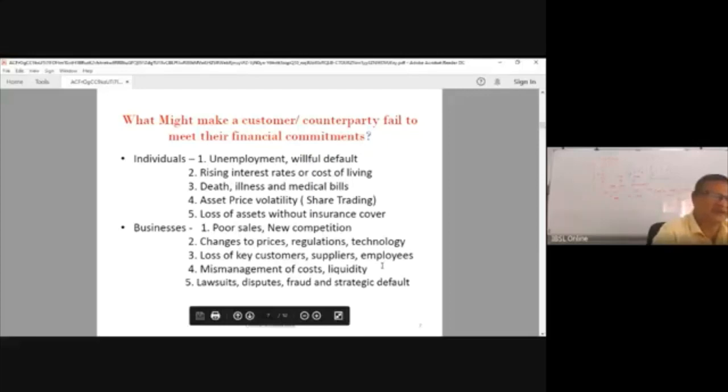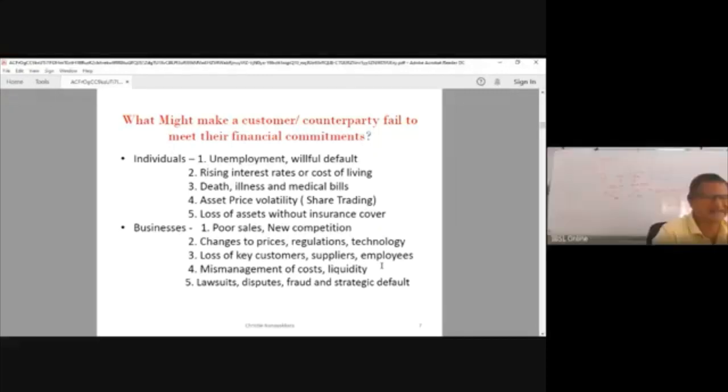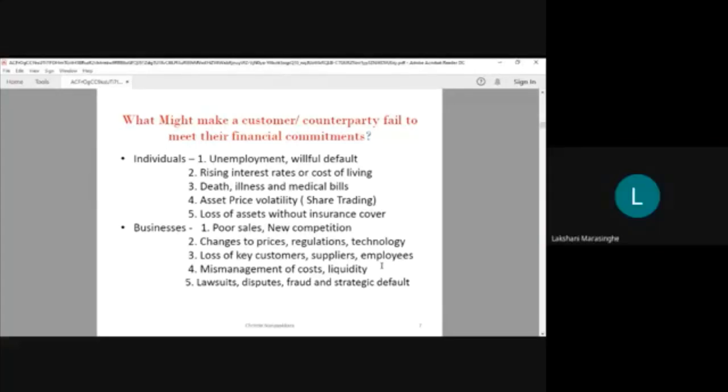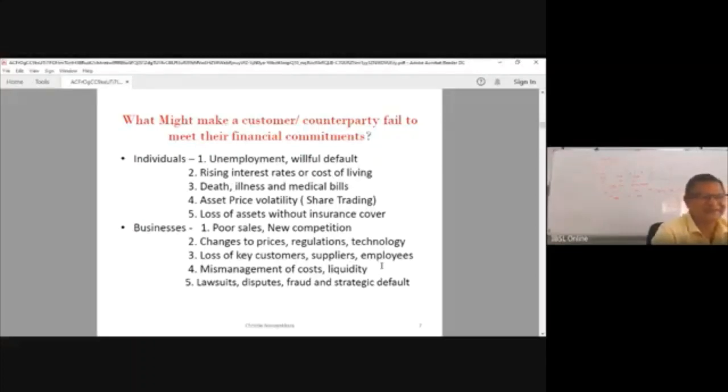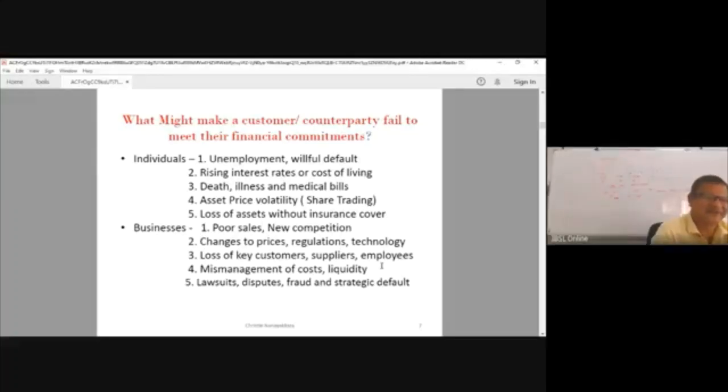So now we go a little faster because these areas you have already done. Why do customers fail? I divide that into two parts. Individuals fail because either there's unemployment. Nowadays, with the pandemic, I think unemployment will increase because a lot of people may have lost their jobs or are partly paid or whatever. Income levels will go down. Definitely, you also have some individuals who will be employed, but face rising interest rates or cost of living. Actually, interest rates have come down, but I can't say anything about the cost of living. Cost of living is still rising. Death, illness, medical bills, all understood.